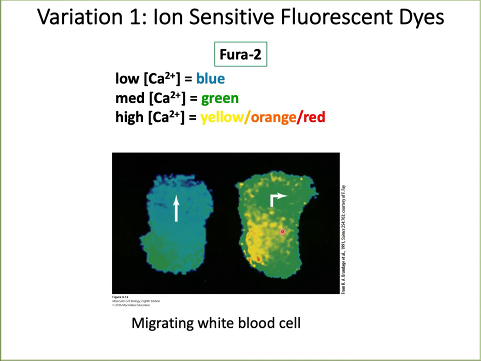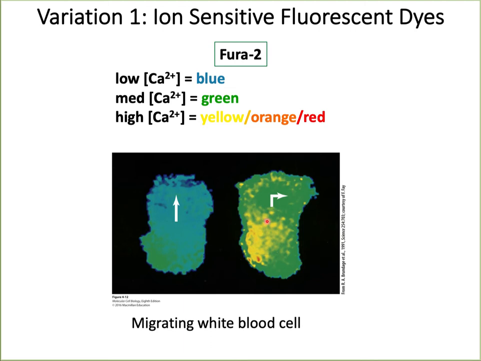like here. So this is an example of a migrating white blood cell which is stained with Fura-2. The cell is motile and moving upward, and the calcium concentration is low, as indicated by the blue fluorescence. Then the cell gets a signal to change directions and move to the right here. You can see the calcium concentration has gone up, indicated by the yellow fluorescence.